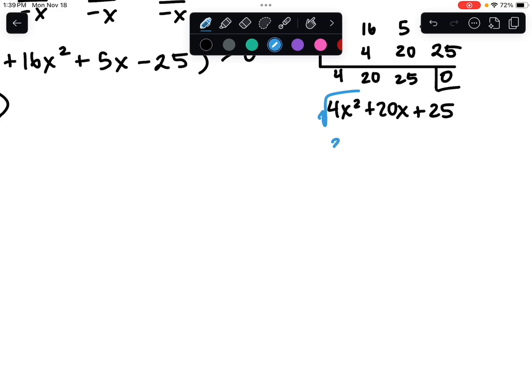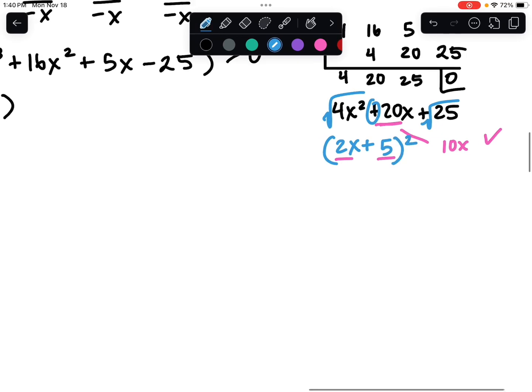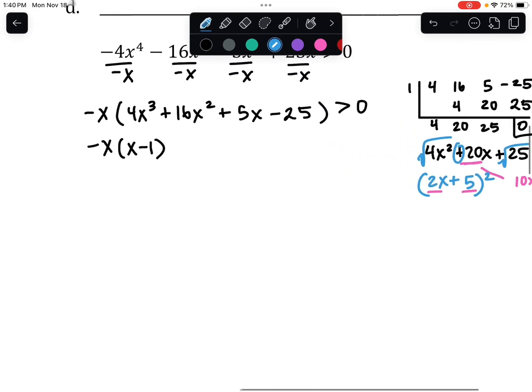If I square root the first term, I get 2x. Square root the last term, you get 5. Copy the sign of the middle. And then always check. 2x times 5 is 10x. And this middle term is twice as much. So this works. And so put parentheses around it and make sure you square it because it's 2x plus 5, 2x plus 5. And so that's our final factored form.